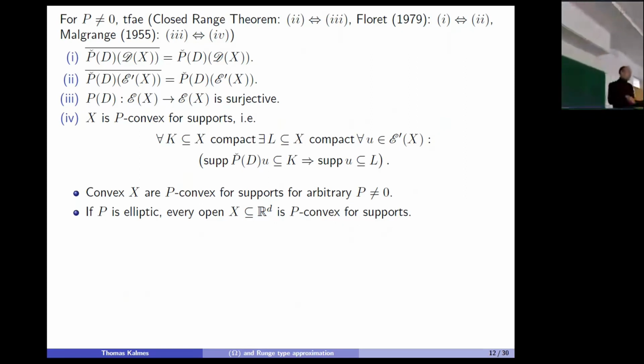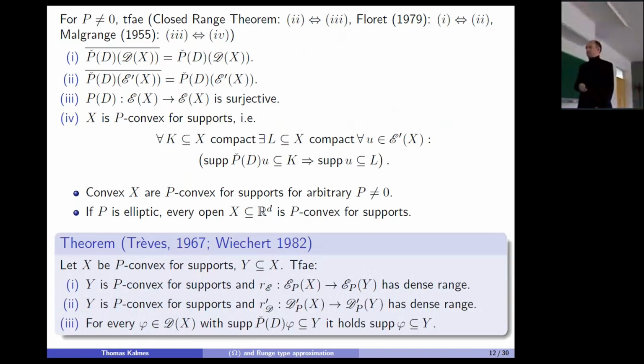So if you remember Lax-Malgrange, in this Lax-Malgrange setting, we always have closedness of the range, so we always have a good representation of the dual space of the zero solutions. Okay, and with this equivalence of 2 and 3, Treves showed in the 1960s the following theorem, the equivalence of 1 and 3, and Wiechert in the 1980s added the equivalence of the second item, that our restriction maps have dense range in the setting that the large set X is p-convex for supports.